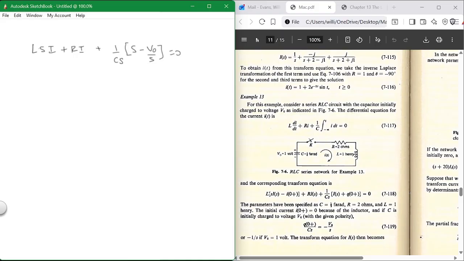All right, now this is I here, Ted. Okay, so let's gather our I's together. So it's I times LS plus R plus 1 over CS. And this is equal to V0 over CS squared. Is that right?